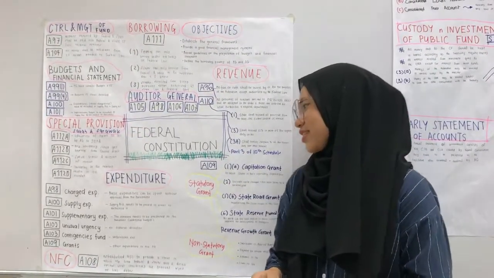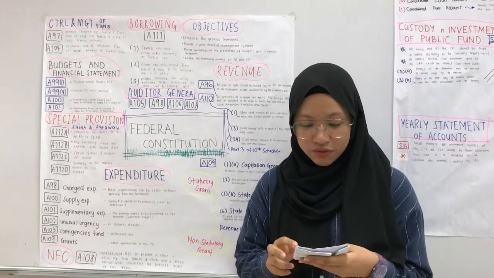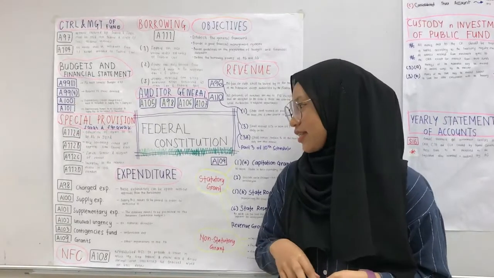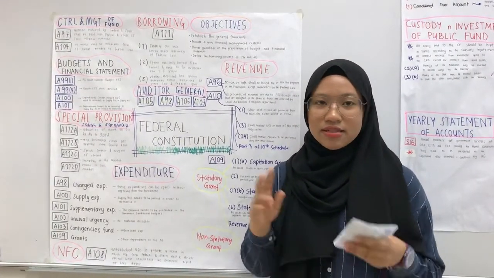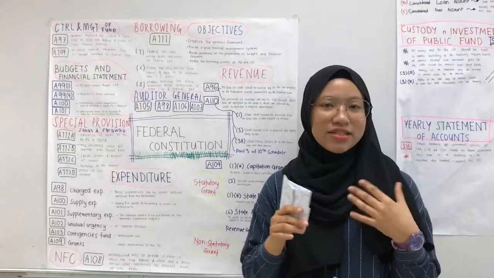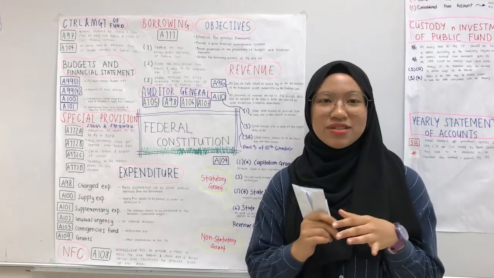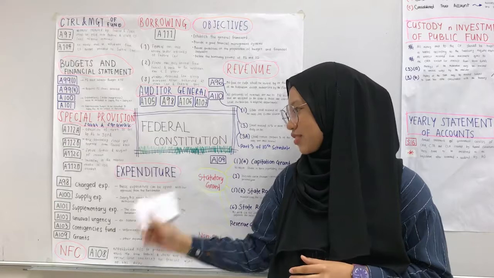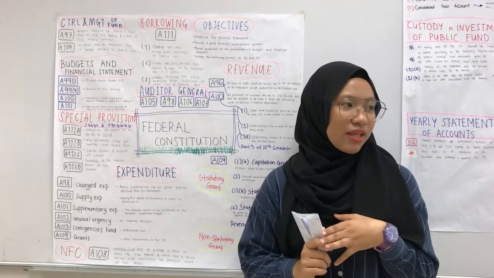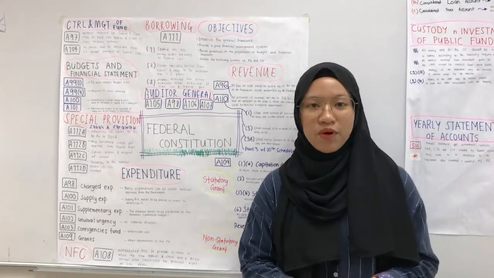Okay, next is expenditure. Expenditure is divided into two, which are development expenditure and operating expenditure. For operating expenditure, it has 6 articles in it. First, Article 98 is for the charged expenditure. This charged expenditure, including any grant, remuneration or other money charged by other articles or federal law, shall be charged to the consolidated fund. Examples of charged expenditure are pension, compensation for the loss of job, and gratuities. This expenditure can be spent without the approval of the parliament.